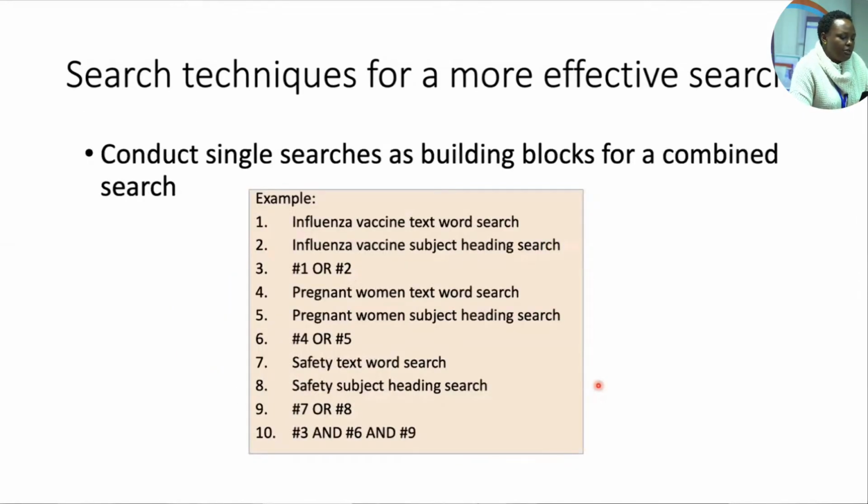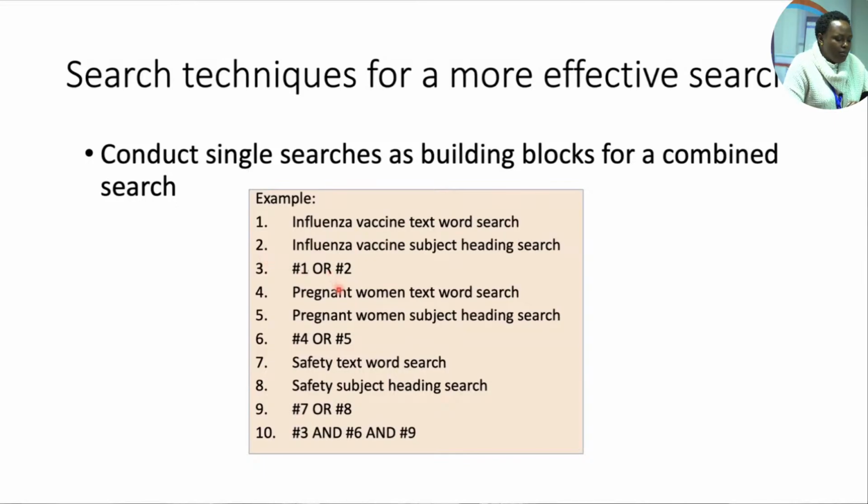One thing we should take note of: it's better when you do single searches and then you combine them. This is an example of a search for safety of influenza vaccine amongst pregnant women. So we searched influenza vaccine as a text search, just general. Influenza vaccine as a MeSH subject heading. We'll talk about what that is. Then we combined them, so we are looking for anything that's 1 or 2. So we combined it into number 3 to take care of influenza vaccine.